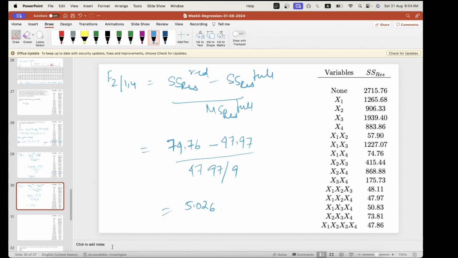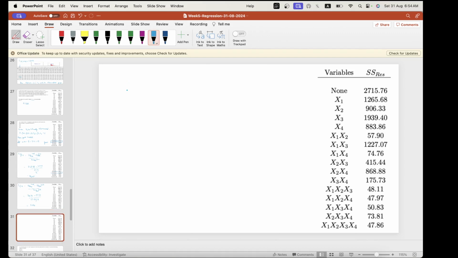Okay, and last but not the least, we'll find out f4 given 1, 2. All right, so this is again the same thing, reduced minus full by MS residual. So this is how much?